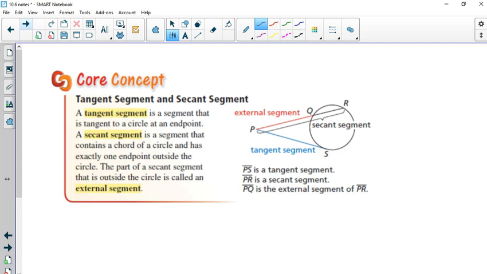A secant segment is a segment that contains a chord of a circle and has exactly one endpoint outside the circle. The part of the secant segment that is outside is called the external segment. So we don't call this the internal, we just call it the secant segment. It's the piece of the secant inside the circle.